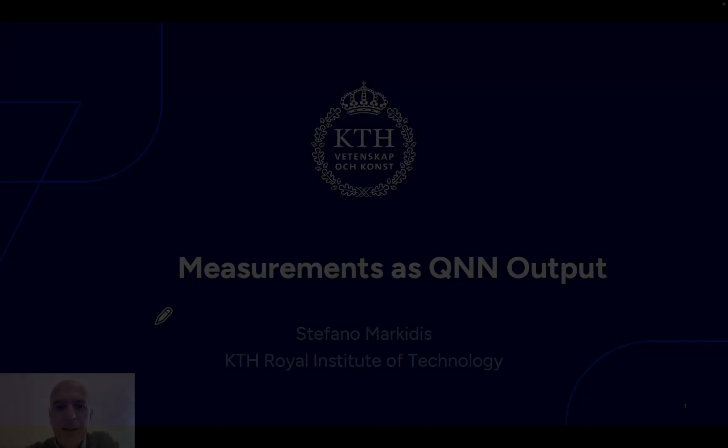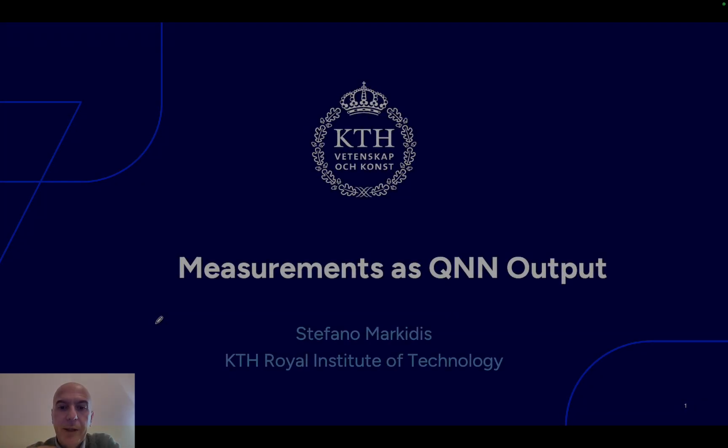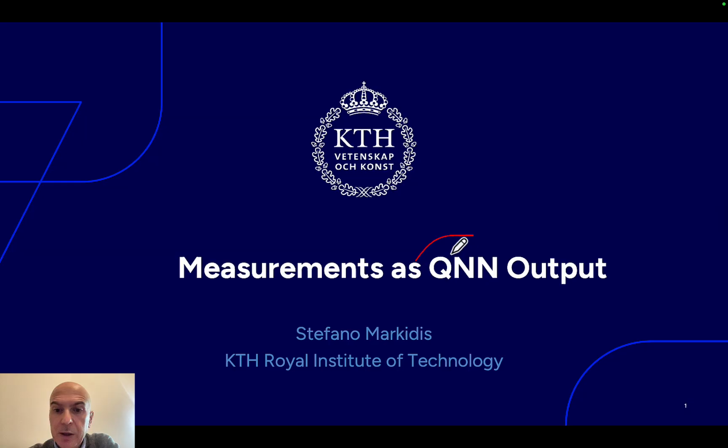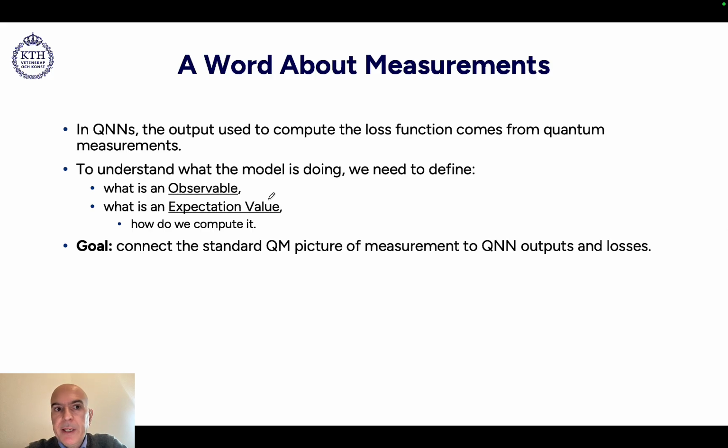Hi, welcome back. In this lecture, I want to talk about the output of quantum neural networks, which will be our measurement of the quantum computer system. In quantum neural networks, the output used to compute the loss function comes from the quantum system measurement. In order to understand the output of quantum neural networks, in this lecture, I want to define two things.